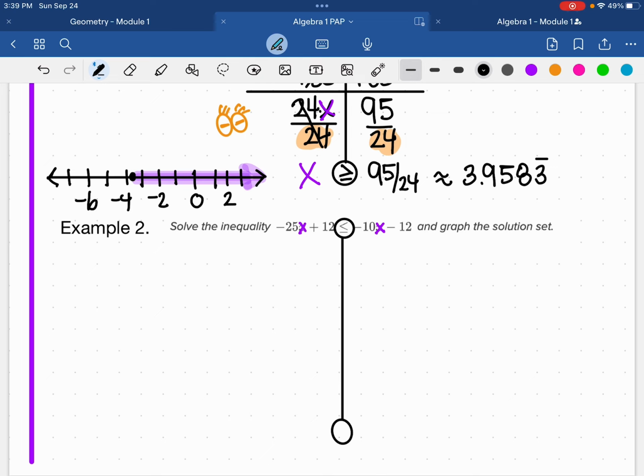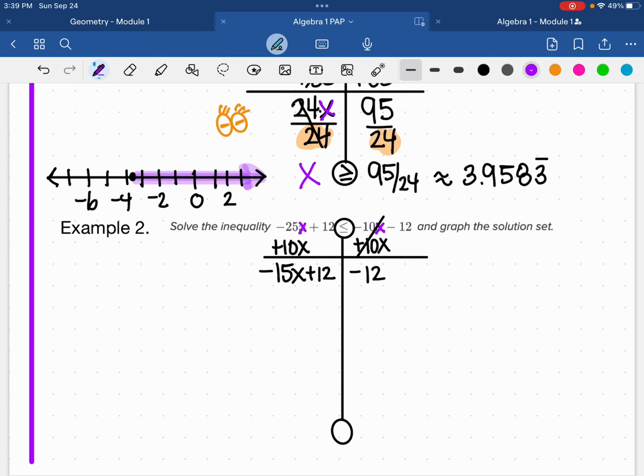There's no parentheses to take care of, so I'm going to go ahead and combine like terms. To combine like terms, the first thing I'm going to do is move this X over here on the right side to the left side. The reason I want to move the one on the right side is because I want the X on the left side for graphing purposes. Now this does give me a -15x, but that's okay. I can work with that.